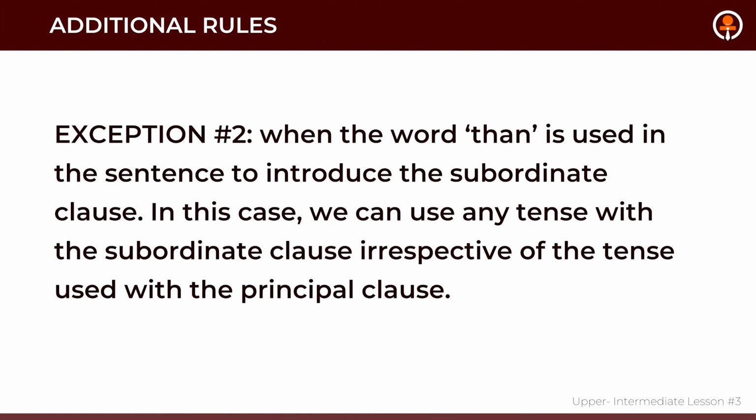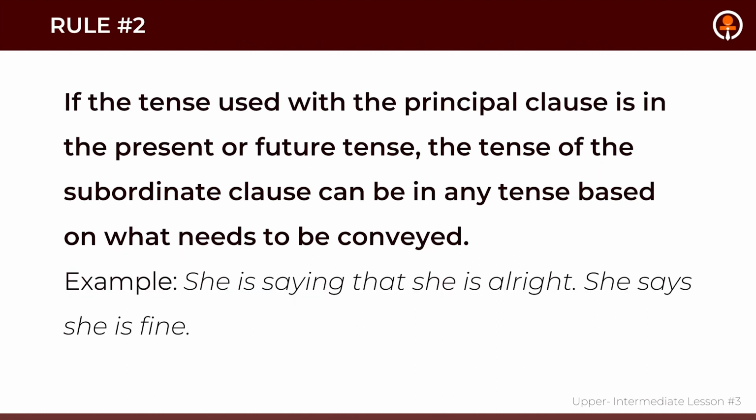What about exception number 2? When the word then is used in the sentence to introduce the subordinate clause, we can use any tense in the subordinate clause. It doesn't matter what tense is used in the principal clause. In this case, you can use whatever tense makes sense. What about rule number 2? If the tense used in the principal clause is present or future, the tense of the subordinate clause can be any tense based on your needs. For example, she's saying that she's alright. She says she is fine.